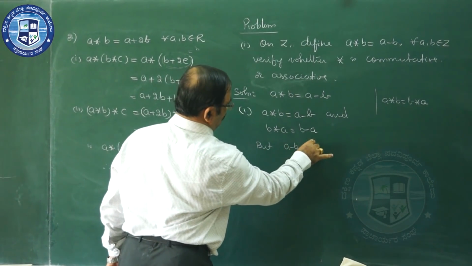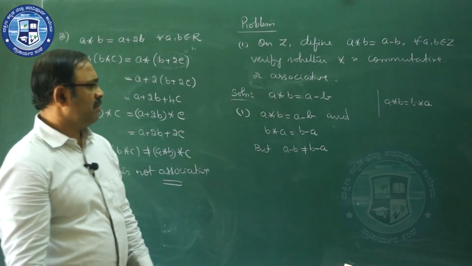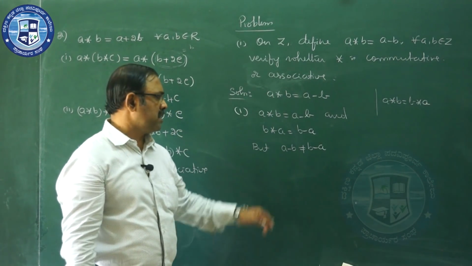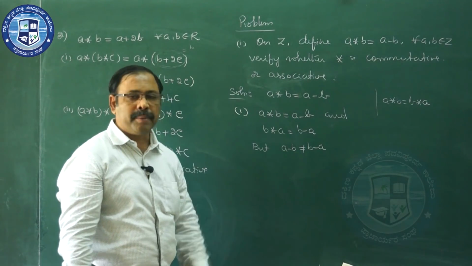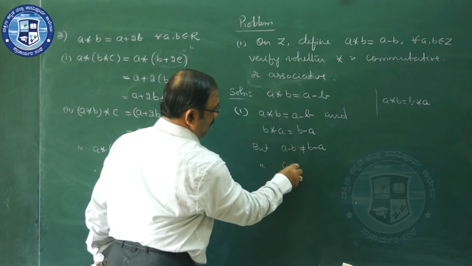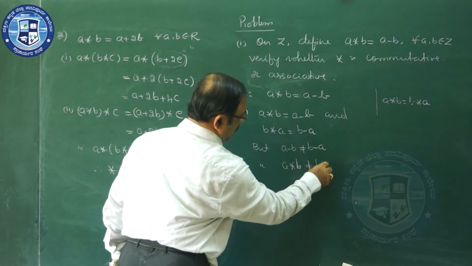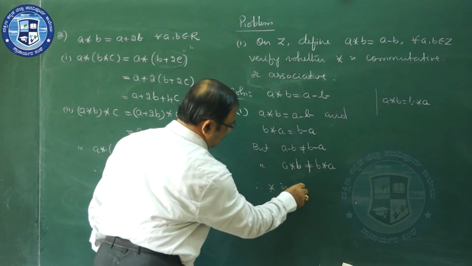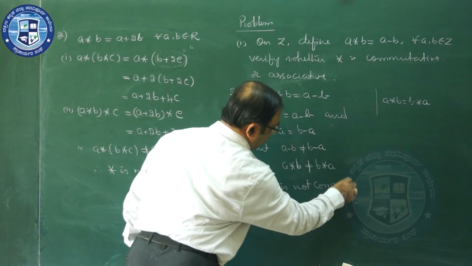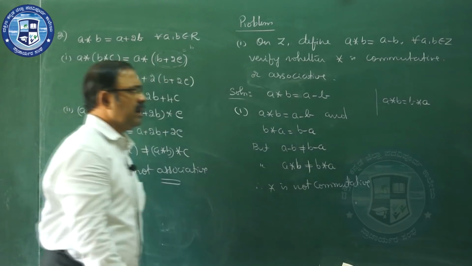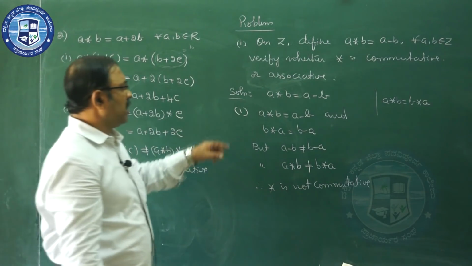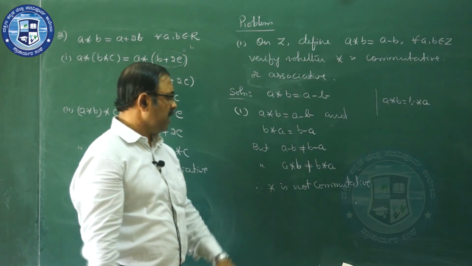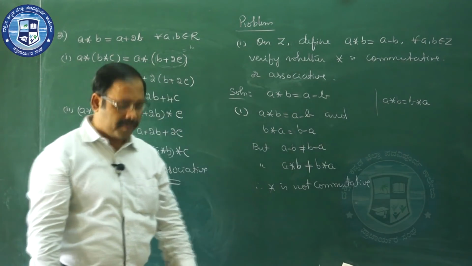But A minus B is not equal to B minus A, because already I have discussed this, that minus is not commutative. Subtraction is not commutative. So that is A star B not equal to B star A. Therefore star is not commutative. So for this given operation star defined as A star B equal to A minus B, observe that star is not commutative.